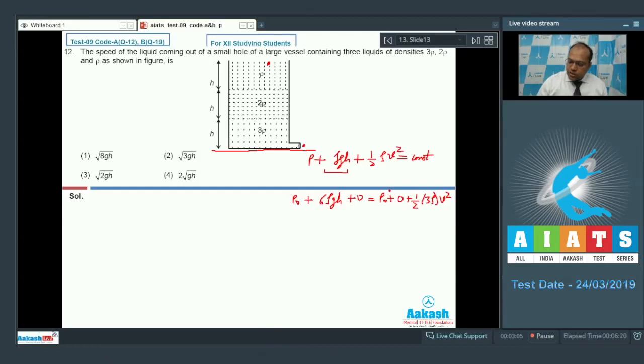So if I solve this equation, this P naught gets cancelled out. The value of v comes out to be 2 times under root of gh. So option 4 is the correct answer. Let's move to question number 13.